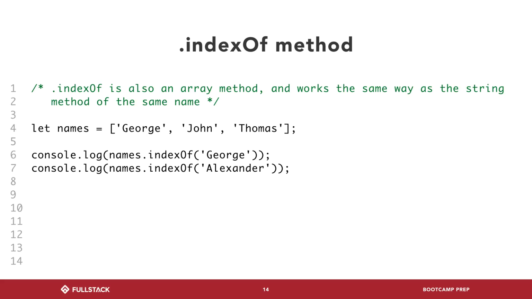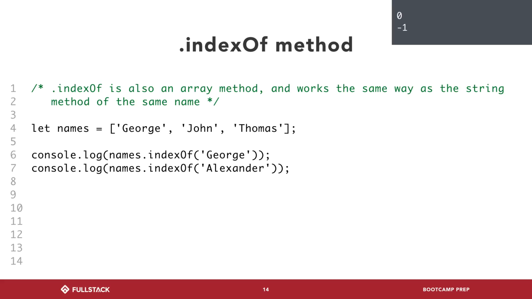It only looks for an exact match. So if you have a string, it has to be the same exact characters, right? Capitalization, spacing, everything matters. It has to be the same exact match. And the way it looks for that match is it will go through the array from left to right, and it will give you back the index of the very first match it finds.